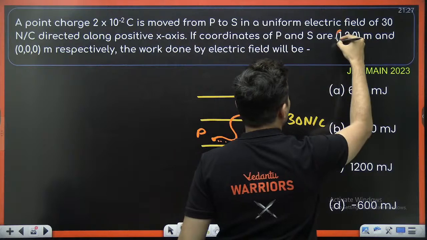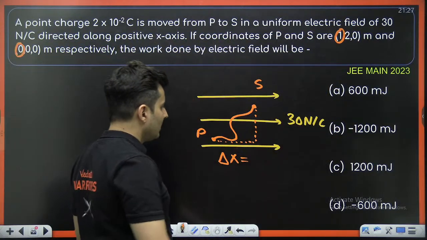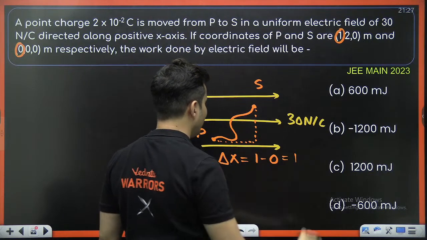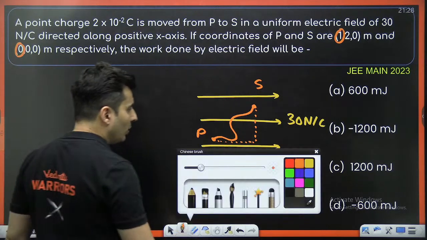Coordinate of P is 1, coordinate of Q is 0. So the difference is basically 1 minus 0, which is 1. Perfect. So now what do we do next?